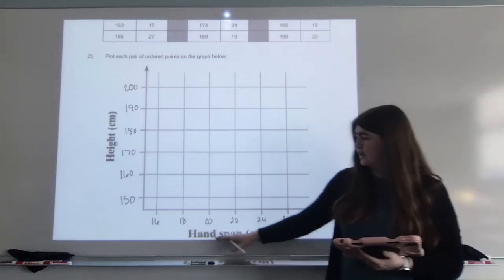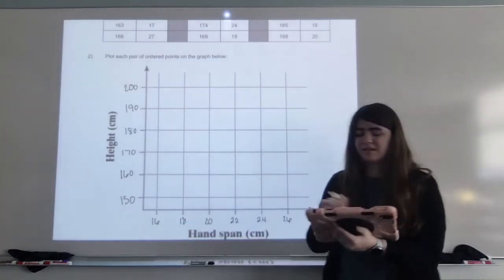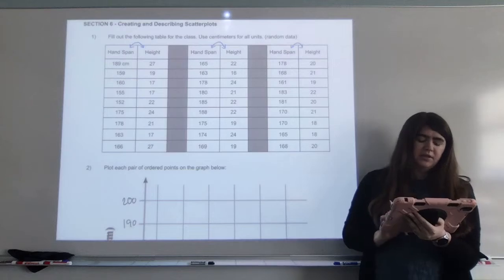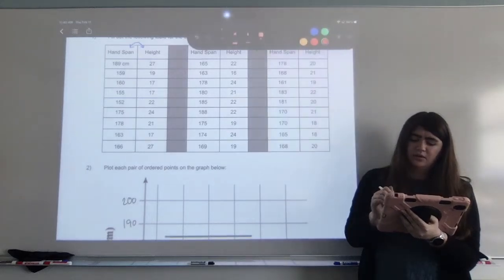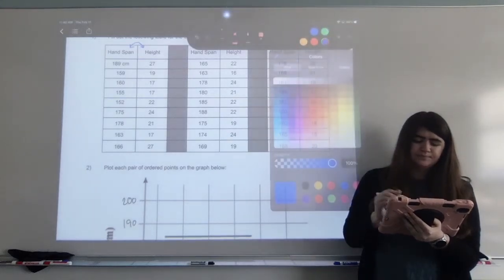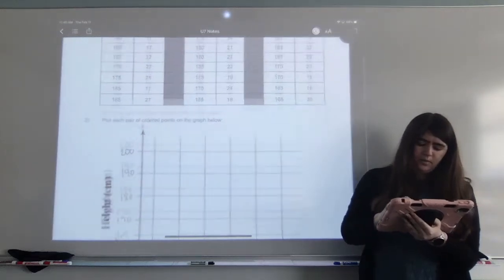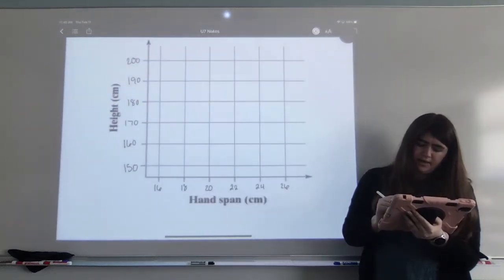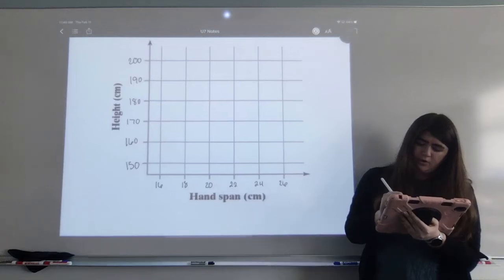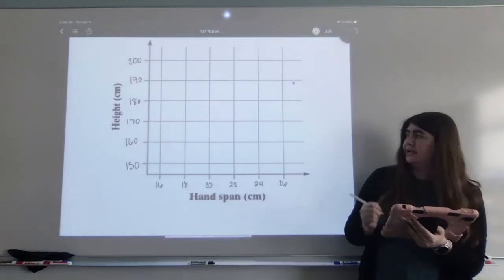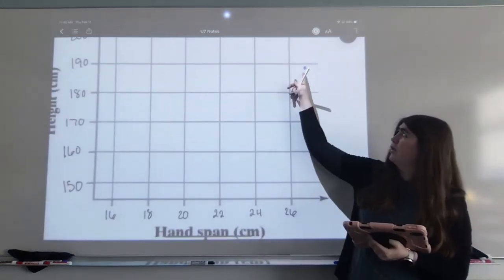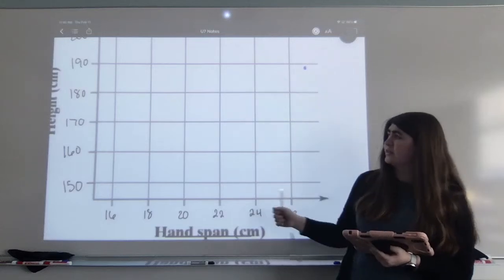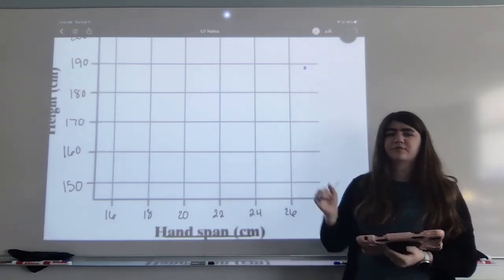We have our hand span on the x-axis and our height on the y-axis. Now I'm going to get my data points. The first one is at 27, 189, and I'm going to cross them off as I go so that I don't accidentally record any of them twice. Once I get to about where that will be, I'm going to mark it by putting a dot on the graph. So that is the point right here, 27 centimeters for the hand span and 189 centimeters for the height.